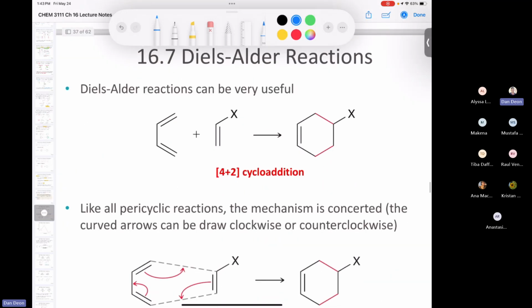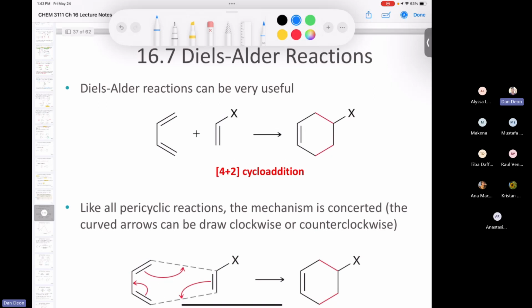So here we go. Let's get into the Diels-Alder reaction. What I'll do is I'll just do kind of an introduction to it first, and then we'll take a short break to give you a little bit of time to think about it before we get into a whole plethora of practice. So here's the reaction.